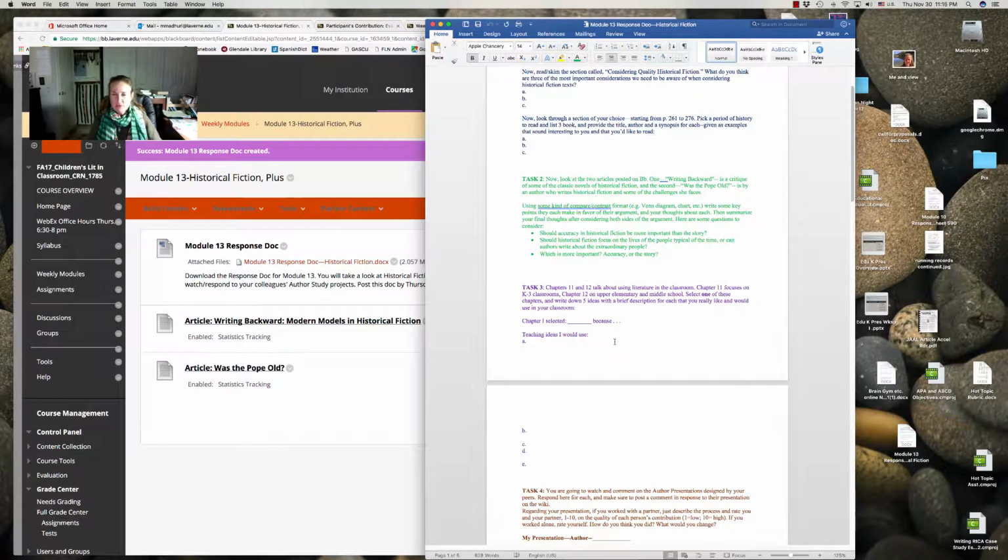Then chapters 11 and 12, the last two chapters in our book, talk about using literature in the classroom. Chapter 11 looks at K-3 classrooms, and chapter 12 looks at upper elementary and middle school. So just pick one of those. If you prefer younger kids, pick chapter 11, or older kids, chapter 12. And again, skim through those chapters.